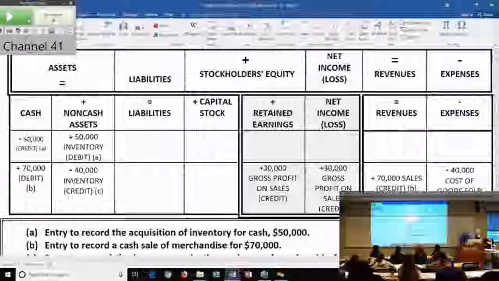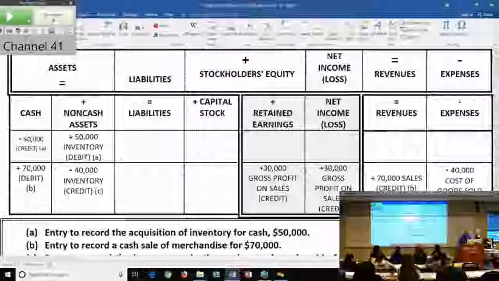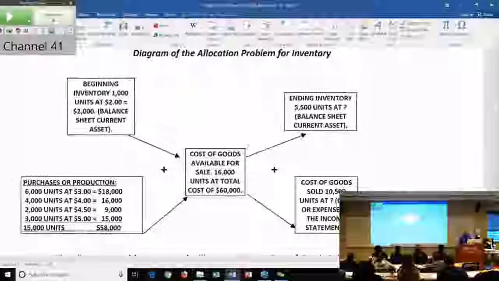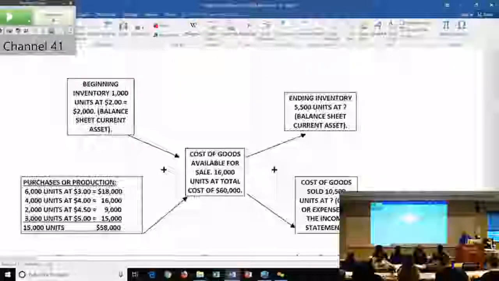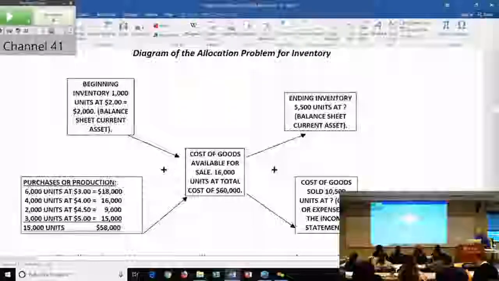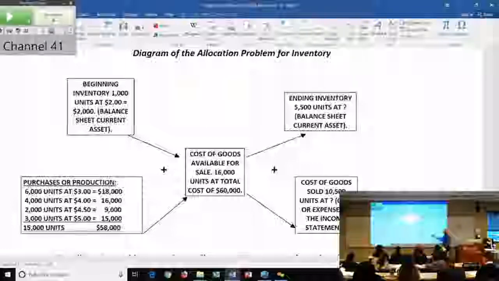To show you this in another picture, and we're not going to do the example, we're going to use the example in module 2, because that's going to be perpetual. But just take a look at this, all on the screen at the same time. Take a look at this idea of the inventory allocation problem. The way I like to look at it, the diagram may be different in the books, but I like to look at it as a scale. So these are your inputs, beginning inventory plus purchases. These are your outputs, ending inventory and cost of goods sold.